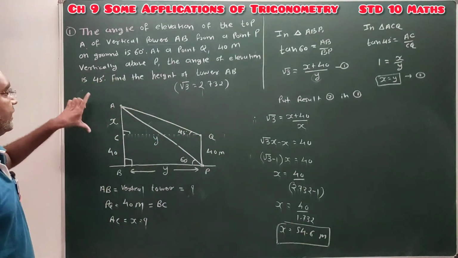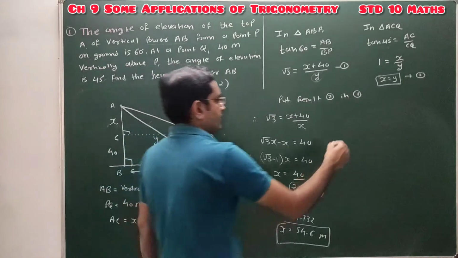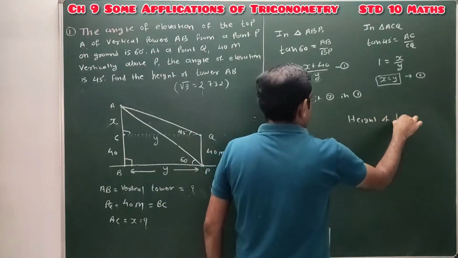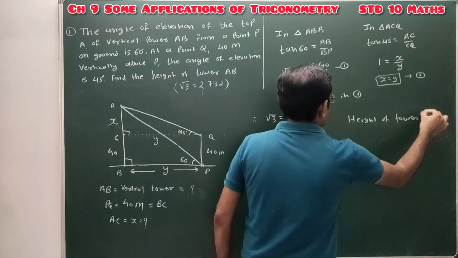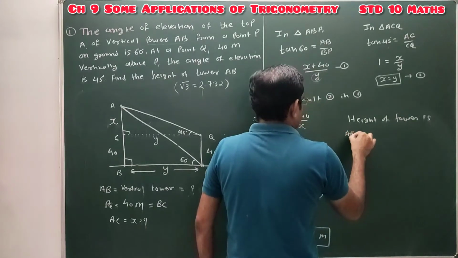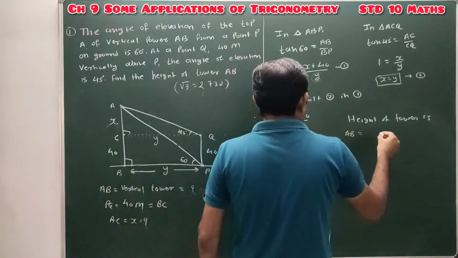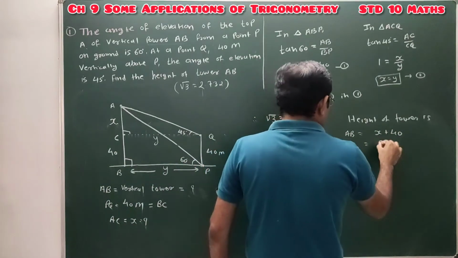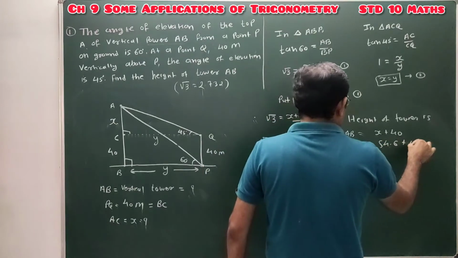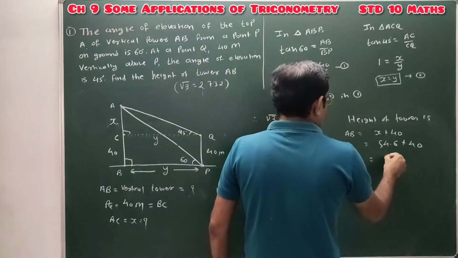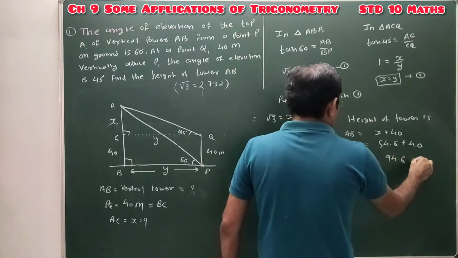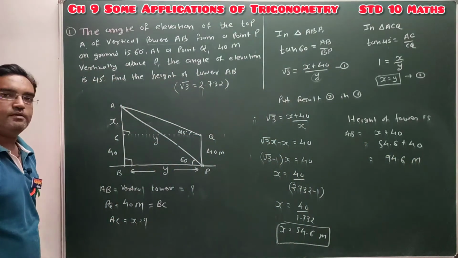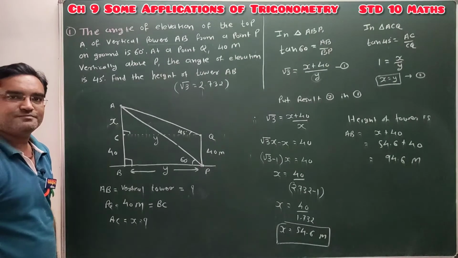Our question is to find the height of the tower. So the height of the tower AB is equal to x plus 40. Our x is 54.6, plus 40, so it's 94.6 meter. The height of the tower is 94.6 meter. Clear? Pause the video and note it down.